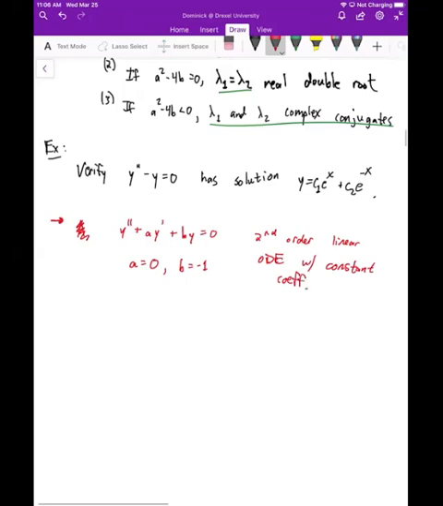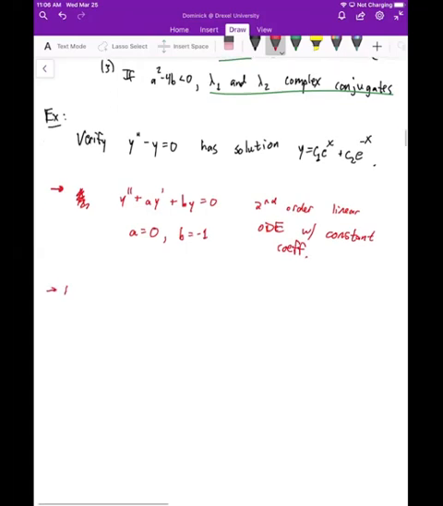Okay, so again, what do we do? We're going to assume that e to the lambda x solves the ODE. So then we get that y is equal to e to the lambda x, y prime, which we won't need in this case, is lambda e to the lambda x, and y double prime is lambda squared times e to the lambda x.